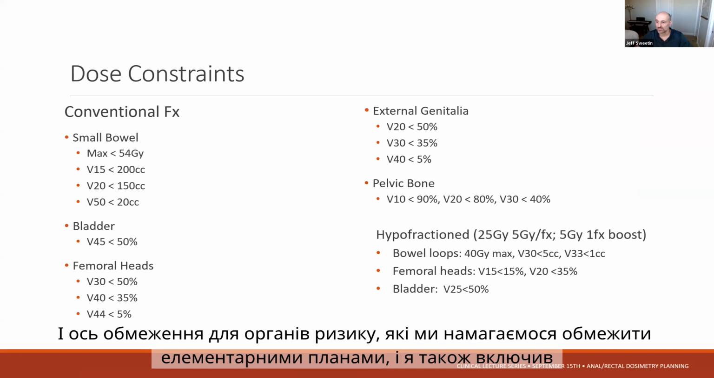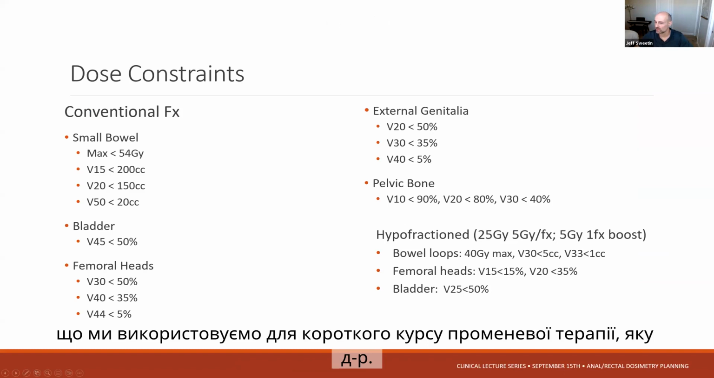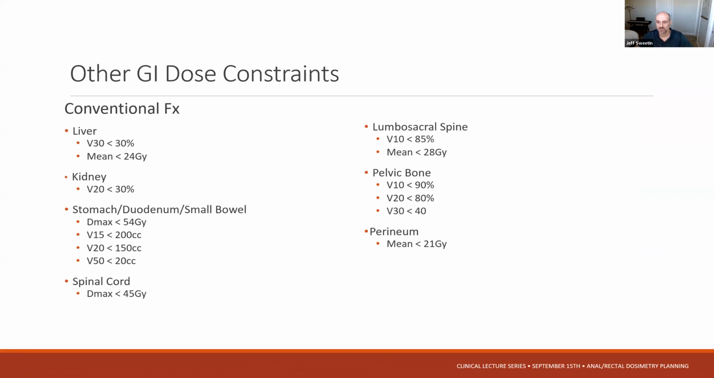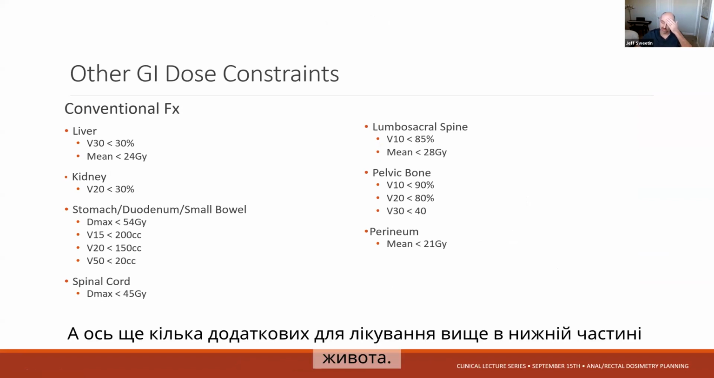And here are the constraints for organs at risk that we try to limit for the anal and rectal plans. And I've also included what we use for the short course radiotherapy that Dr. Pullum mentioned. And then here are some additional ones for when we're treating higher up into the low abdomen.